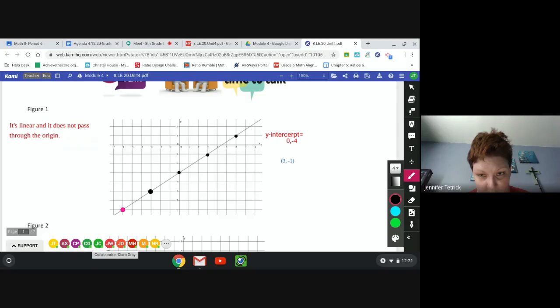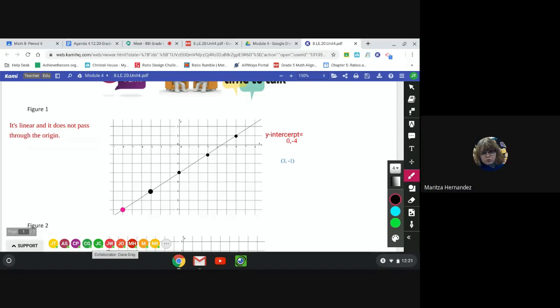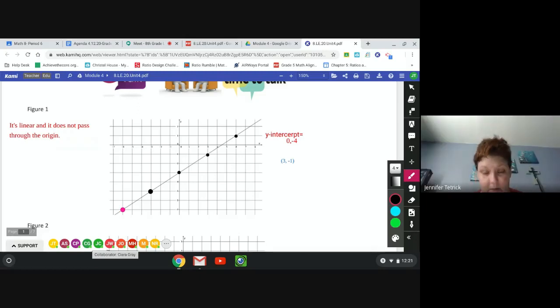Okay, Miss McCoy picks someone else. Maritza. Like how far the points are from each other? Yeah. So you're talking about here and here, like these 2 points?